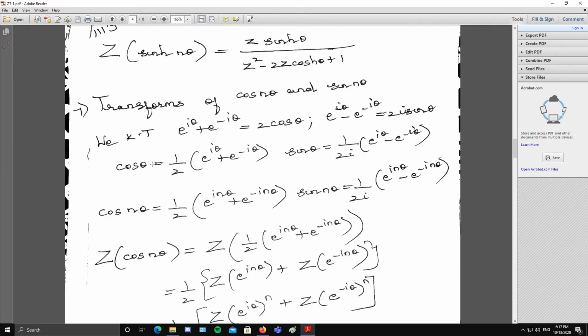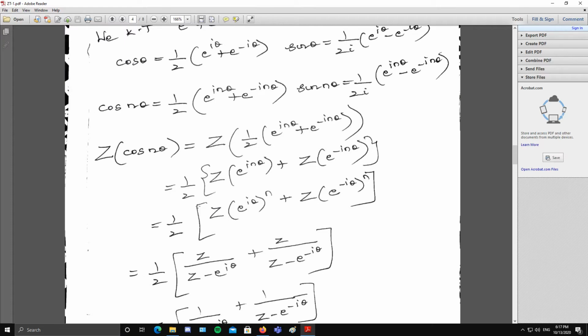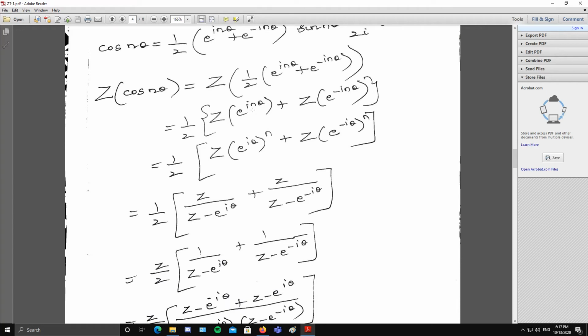So what is z of cos n theta? Z of cos n theta is z of half of e power i n theta plus e power minus i n theta. Take half out: z of e power i n theta plus z of e power minus i n theta. This is the same as e power i theta the whole power n, and e power minus i theta the whole power n. So it is of the form e power a, the whole power n, and e power minus a, the whole power n. So in place of a you have i theta.